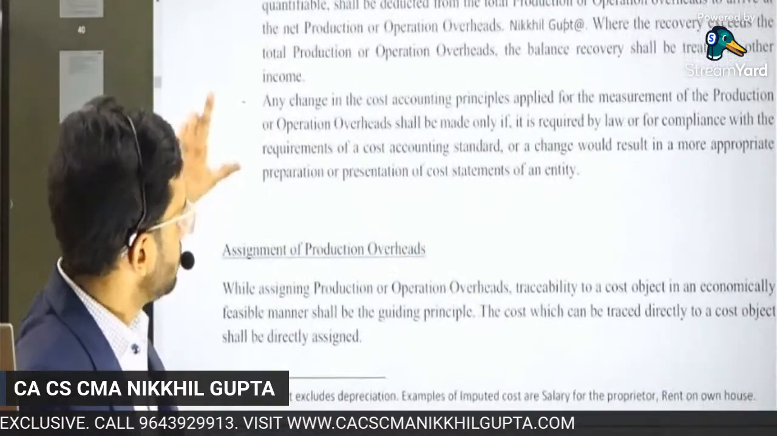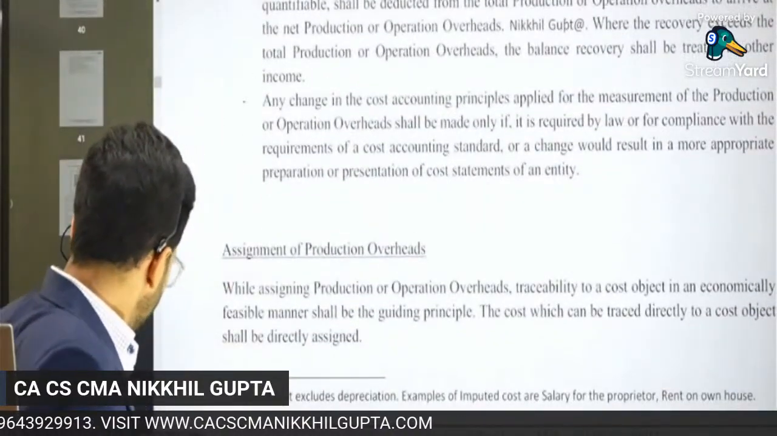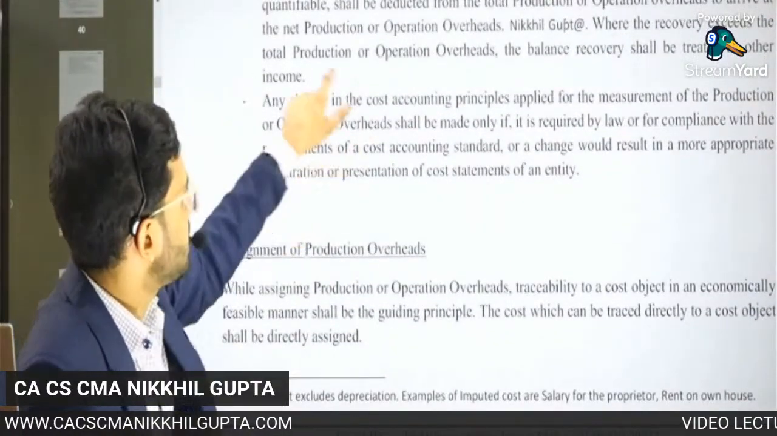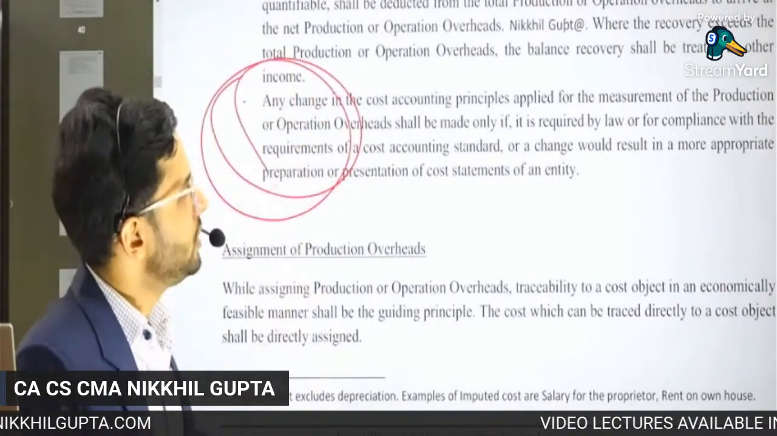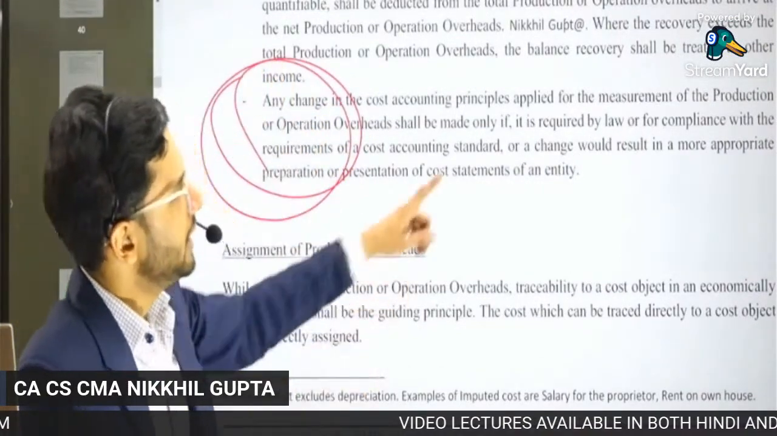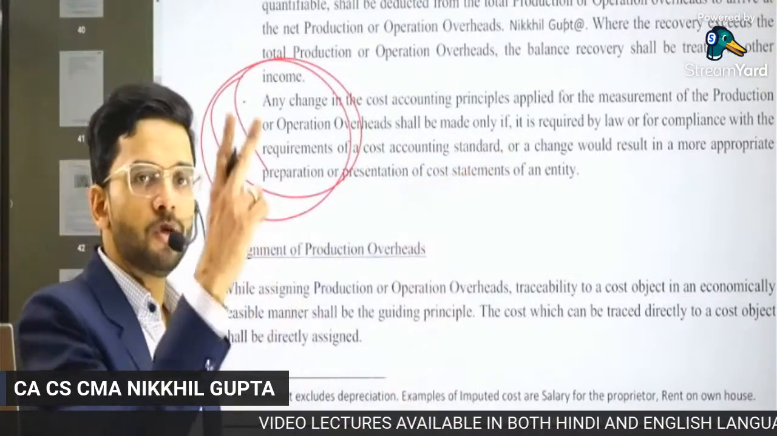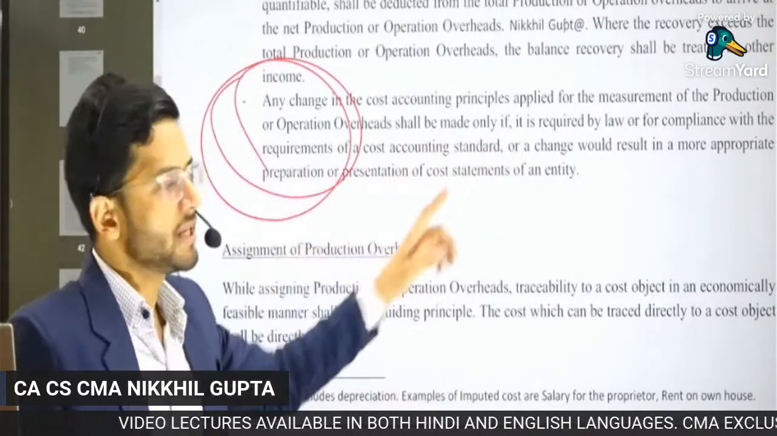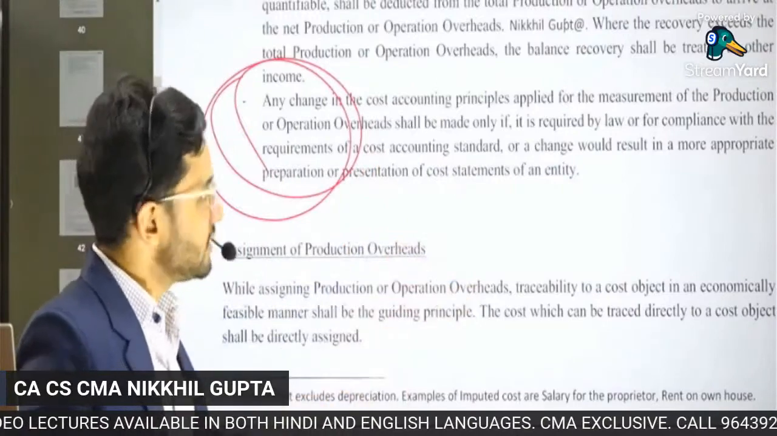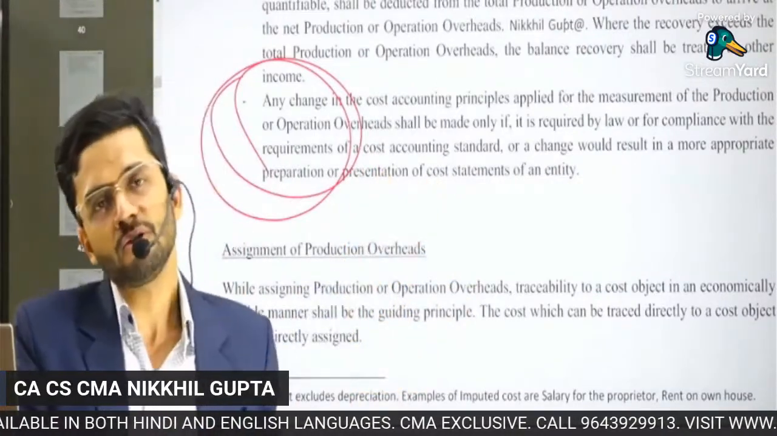Any change in cost accounting, very, very important principle, guys. If you want to change your cost accounting policy, yes, you can do it, only if 3 conditions are satisfied. Number 1, it is required by law. Number 2, it is required for compliance with a cost accounting standard. Number 3, the change will result in an appropriate presentation or representation of cost statements.